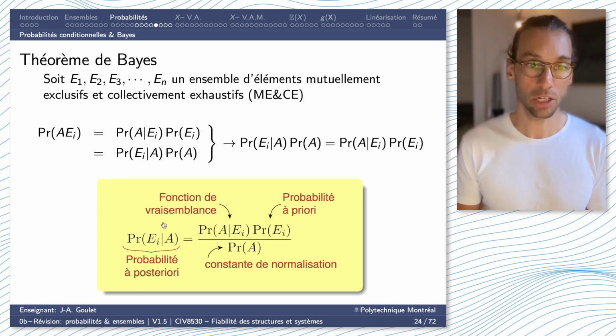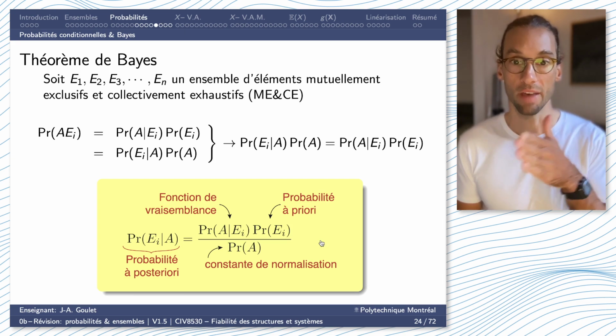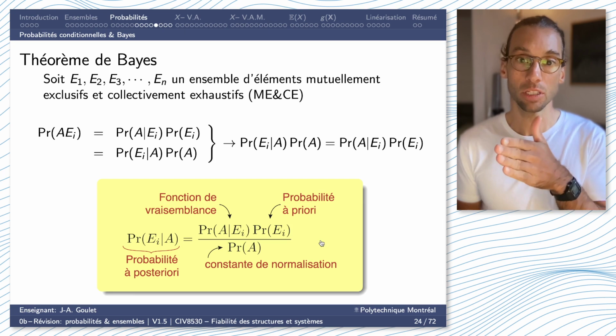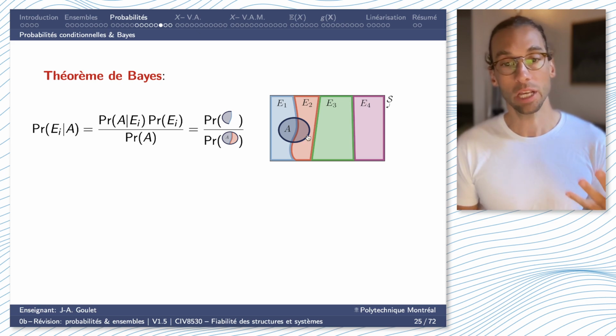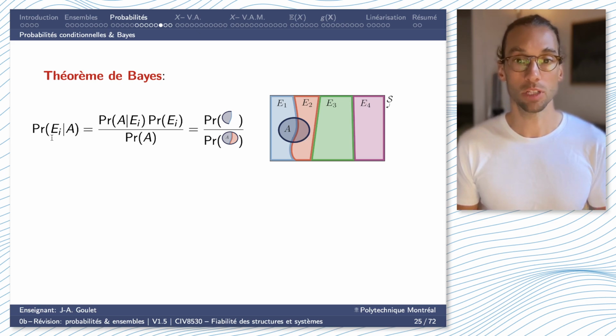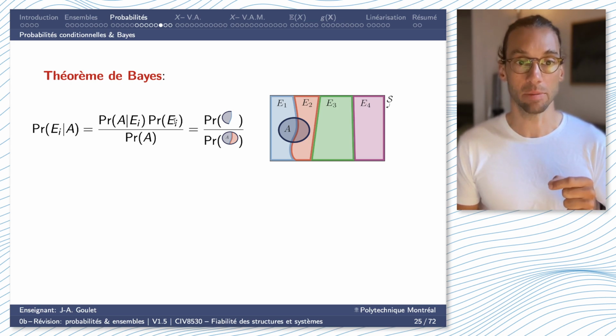And this application of conditional probability will allow us to learn from events how they modify our knowledge of other random variables. If we look at this through the Venn diagram, we can represent the probability of an event Ei, given that we've observed another event A occurs, as the probability of A given Ei times the probability of Ei, divided by the probability of A.